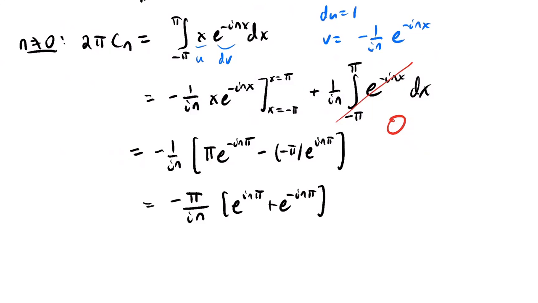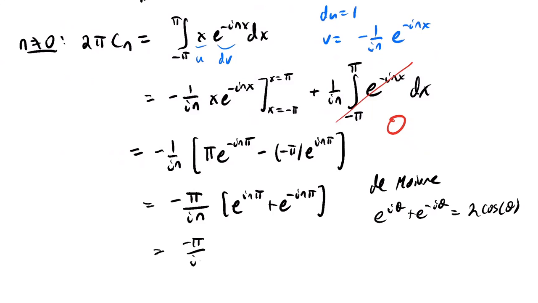Right? But remember, we had these de Moivre formulas, which relate complex exponentials to trig functions. And in particular, if you look at e to the i theta plus e to the minus i theta, we saw that this is equal to 2 times cosine of theta. Right, so let me plug in cosine here. And so I end up with minus pi over in times 2 cosine of n pi. Sorry, I'm all over the place right now. All right, so 2 times the cosine of n pi.